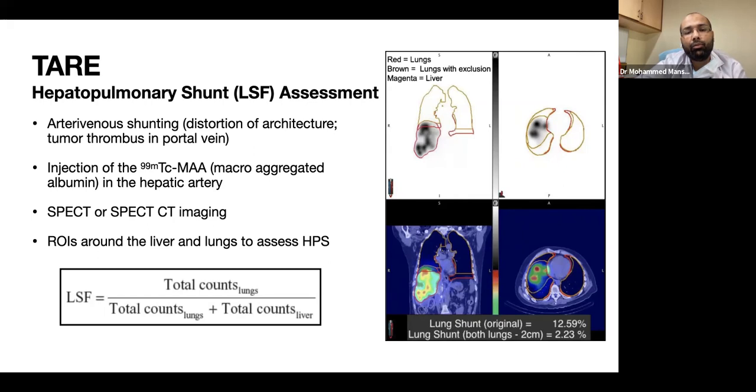And then what we do is we draw a region of interest around the liver. These are the MAA particles that have accumulated within the tumor in the liver in the right lobe, and we draw a region of interest around the lungs and around the liver, and we calculate the lung shunt fraction by dividing total counts in the lung by the total counts in the lungs plus total counts in the liver.